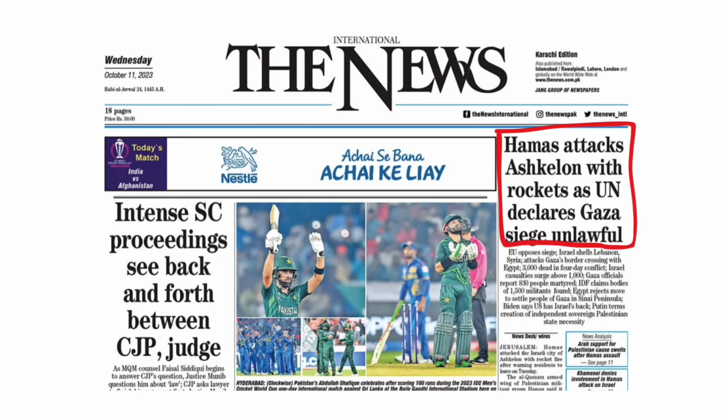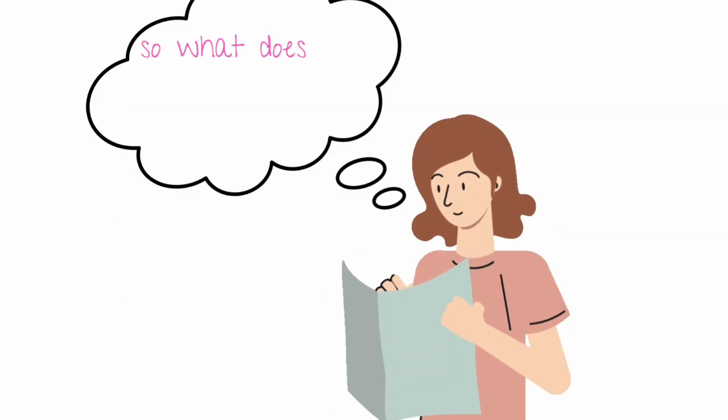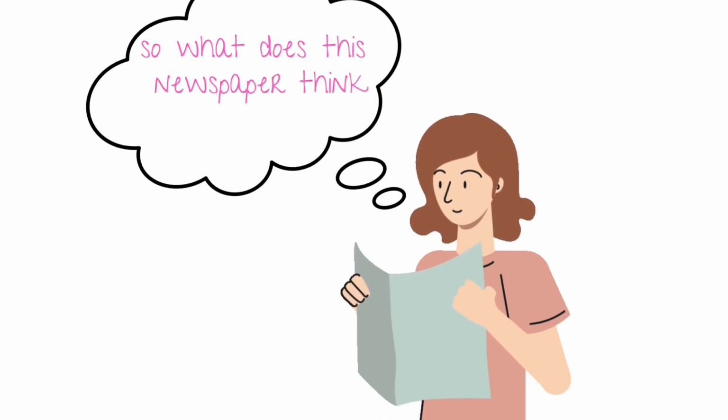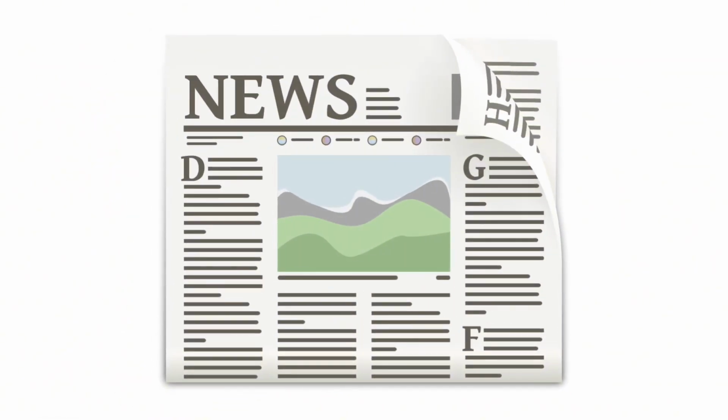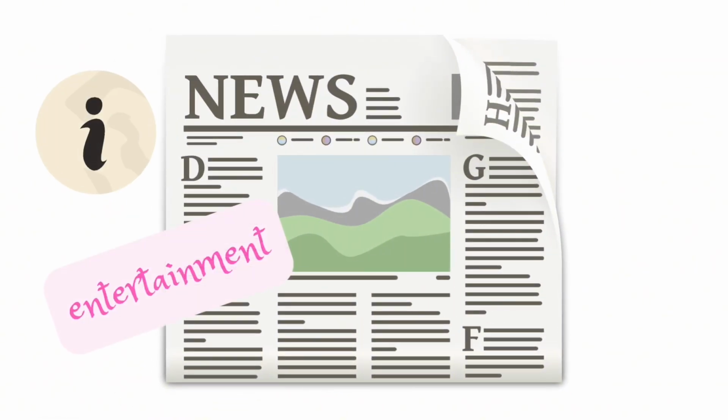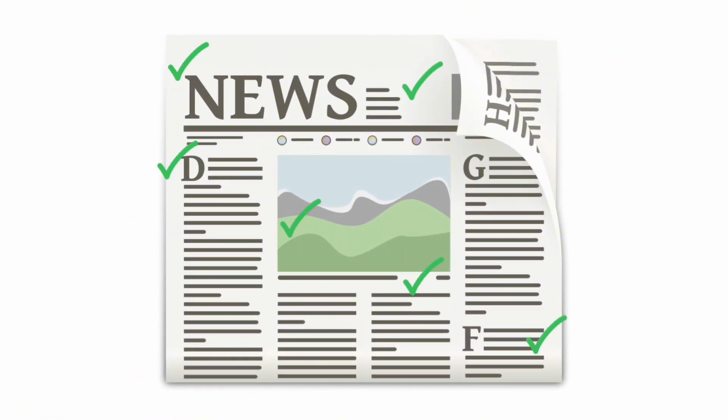When reading a newspaper, it is important to pay attention to the headlines, subheadlines, and bylines to get a sense of the most important news stories of the day. You should also read the editorial pages to learn about the newspaper's stance on current events. Newspapers are an important source of information and entertainment. By understanding the different parts of a newspaper, you can get the most out of this valuable resource.